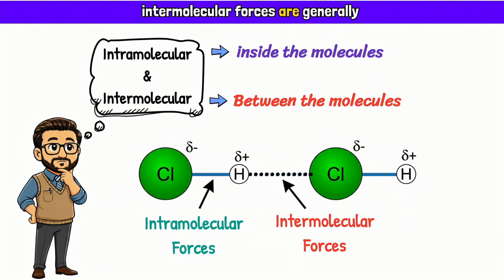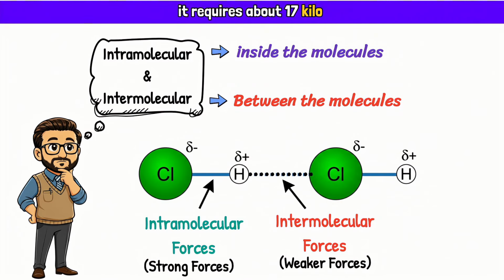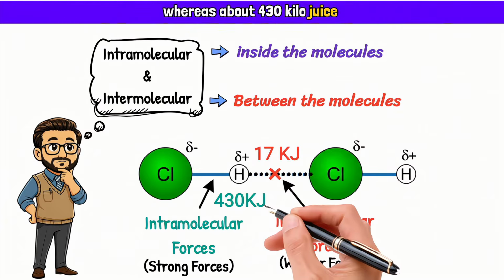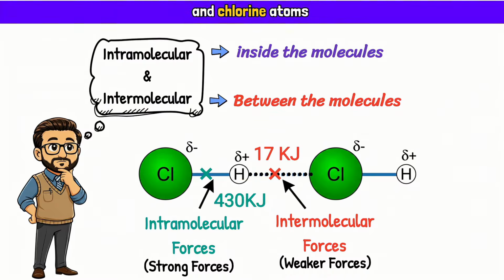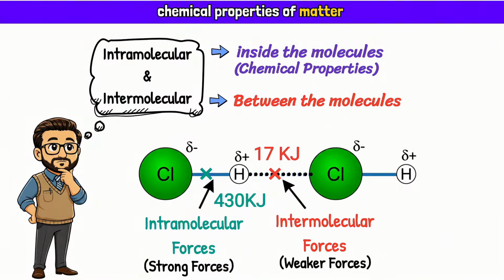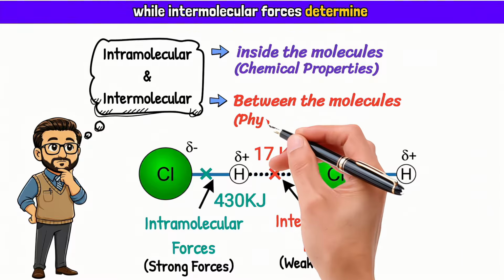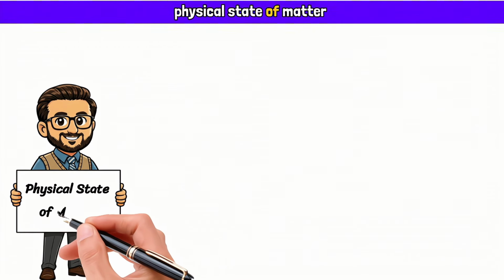Remember that intermolecular forces are generally much weaker than intramolecular. It requires about 17 kilojoules of energy to break intermolecular forces between 1 mole of liquid hydrogen chloride molecules. Whereas, about 430 kilojoules energy is required to break the chemical bond between hydrogen and chlorine atoms in 1 mole of hydrogen chloride. Intramolecular forces determine chemical properties of matter, while intermolecular forces determine physical properties. Intermolecular forces decide physical state of matter.